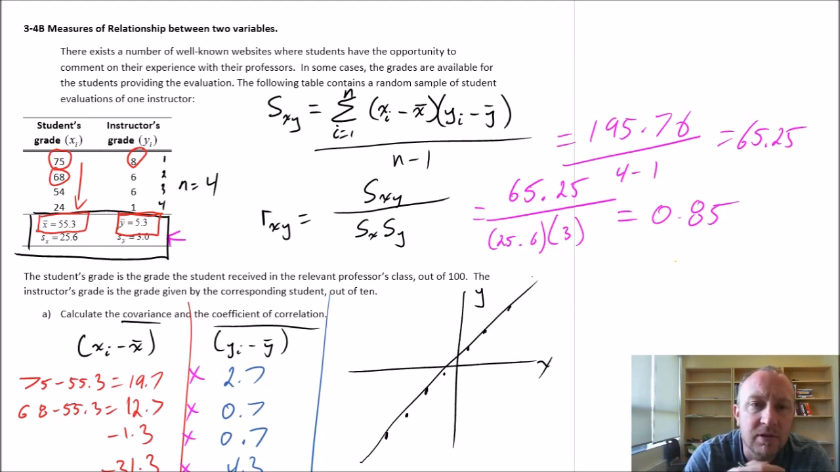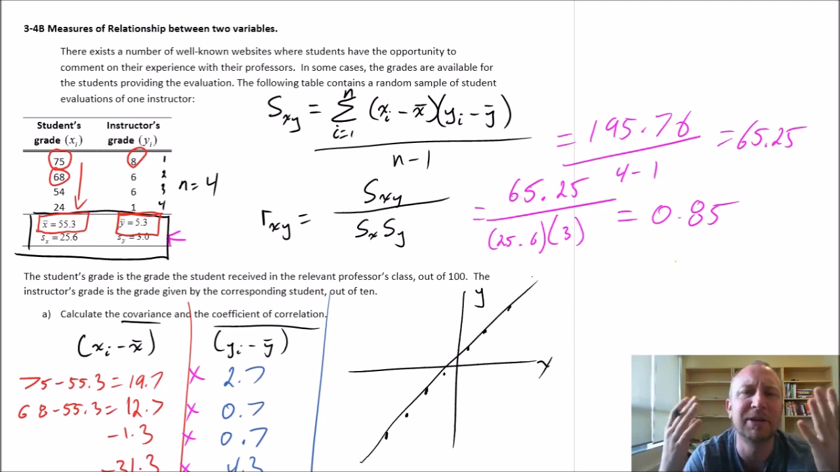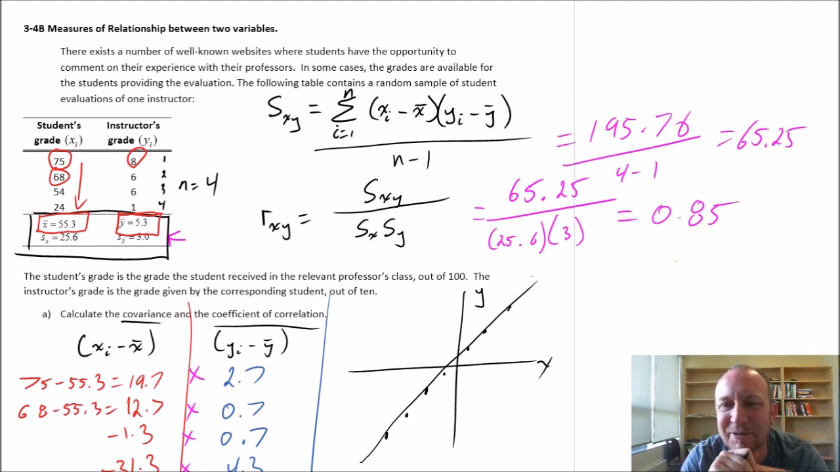So here I have a coefficient of correlation of 0.85. That's a fairly strong positive relationship. Given that one is perfect, 0.85 is really quite strong. So this gives us evidence there's a very strong positive correlation between students' grade that they earn in a course and the grade that they then give an instructor on their website. Now, again, this is fictional data. I just made this up. My suspicion is that this is true, but I don't have the data to support that suspicion.